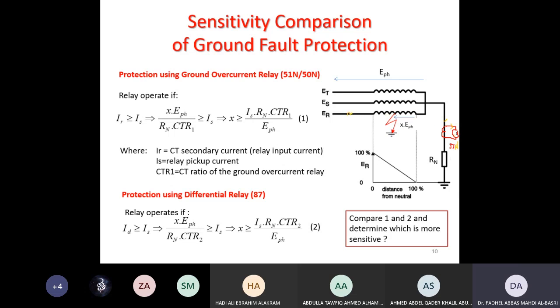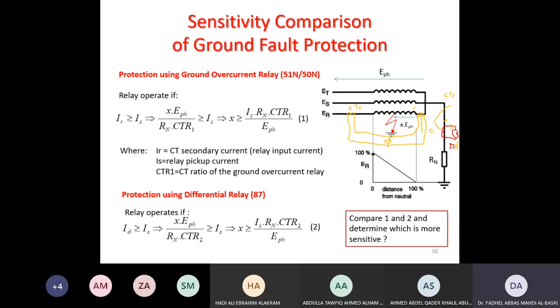Or I can have a differential. For the differential, I have a CT on this side and a CT on this side for each phase, right? Then I'll connect them to a differential relay. So I want to see now this CT. I'll call this one for the overcurrent relay, this CT of the neutral, and this one CT2.